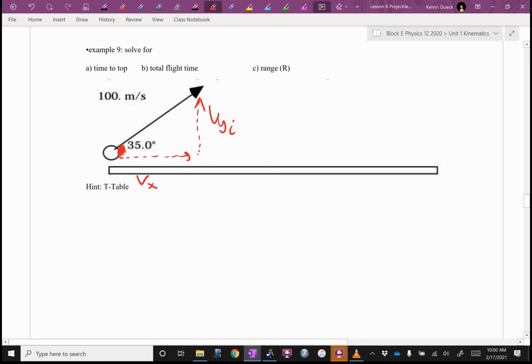Color, color, color. Vy initial: opposite, adjacent, or hypotenuse? What about that 100? Hypotenuse? Adjacent. Okay. Paige, what do you want to find first, Vx or Vy? I don't care. Vx? Which trig function, folks? Cos it is. Cos 35 equals Vx over 100. So Paige, Vx is going to be 100 cos 35.